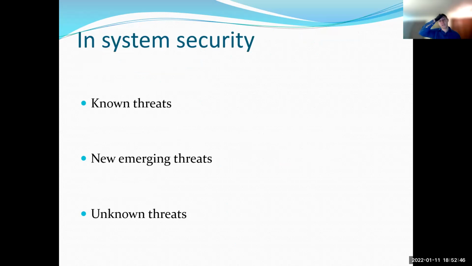In system security, there are known threats, new emerging threats, and totally unknown threats. Known threats have been studied, and then you come up with a defense. Unknown threats are sometimes called zero-day attacks. Obviously, you've never seen them, so you don't have a defense in place. So how do you deal with them? In a lot of these, we will look at tools that everyone is trying to use nowadays to protect against all of this.